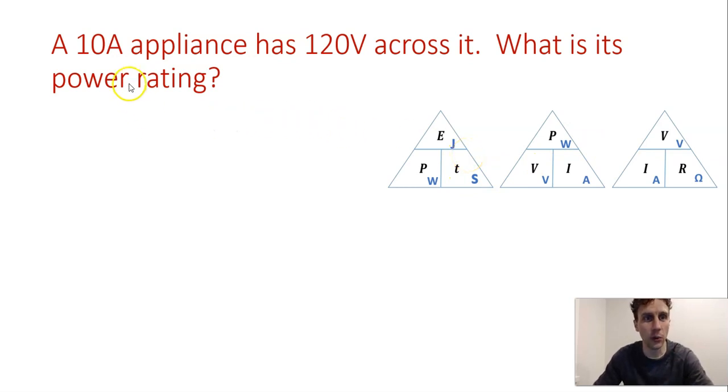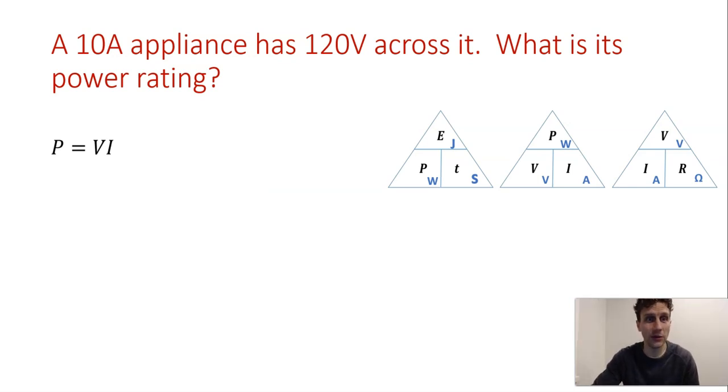Okay, what else do we know? It is a 10 amp appliance. Amps is current. It has 120 volts across it. That is voltage. So we're looking for power, and we've got voltage and current. We can use that triangle, and so we will use that formula. P equals V times I.